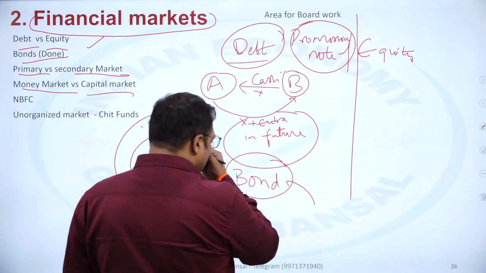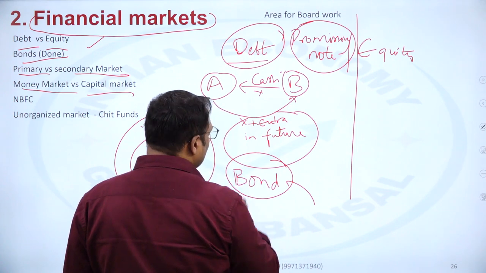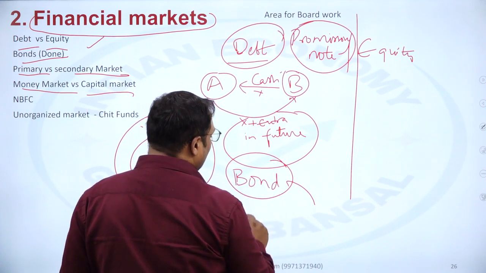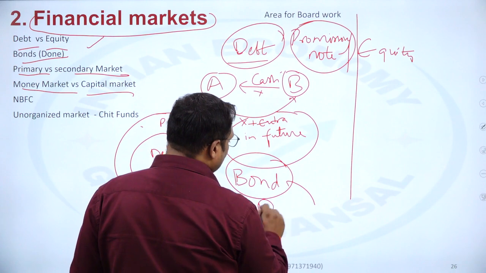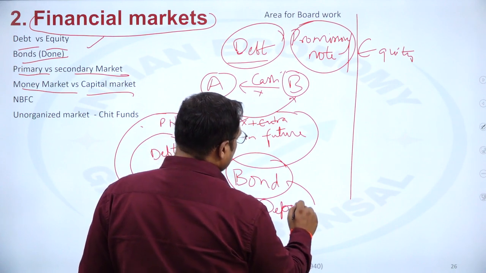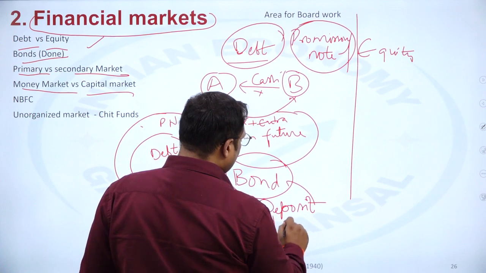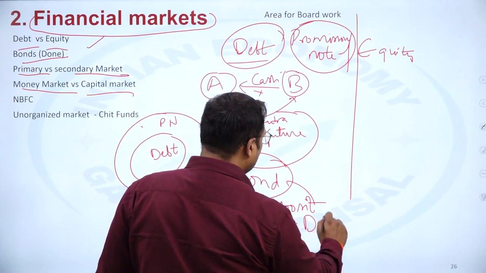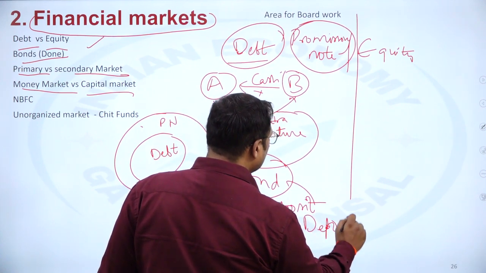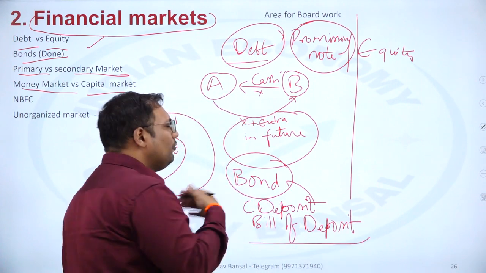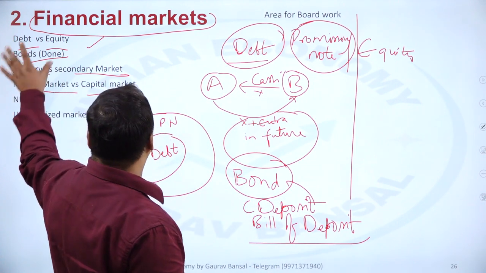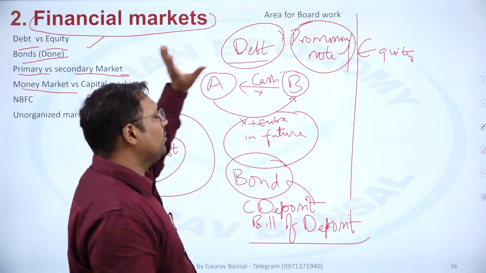Similarly, there are many other types of debt instruments like certificates of deposit and bills of exchange. Unfortunately, we won't be able to go into detail here because otherwise this session will become very, very long. I'm only going to keep it within the broader parameters.